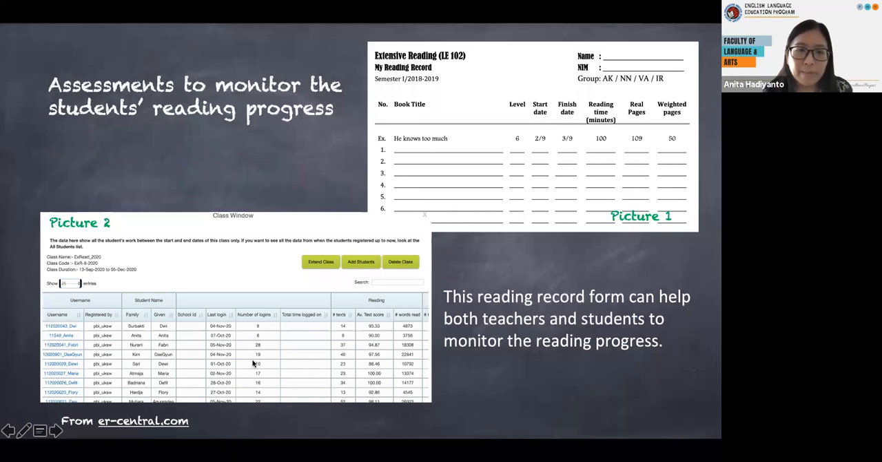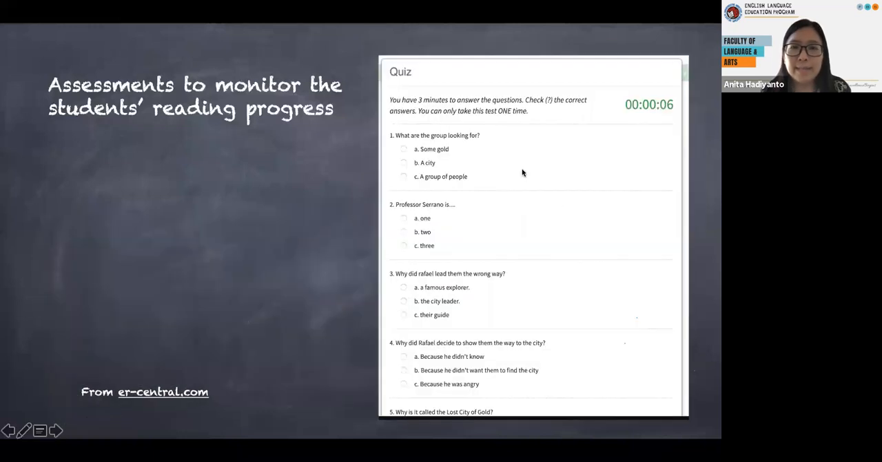We can always check the number of logins that the student made, how many books they have read, and also the quiz. This reading record form, or this kind of activity, can help not just the student but also the teacher to monitor the reading progress. For the teacher, we can give advice, and for the students, they can also learn to monitor their own reading. Now the next one is this one.